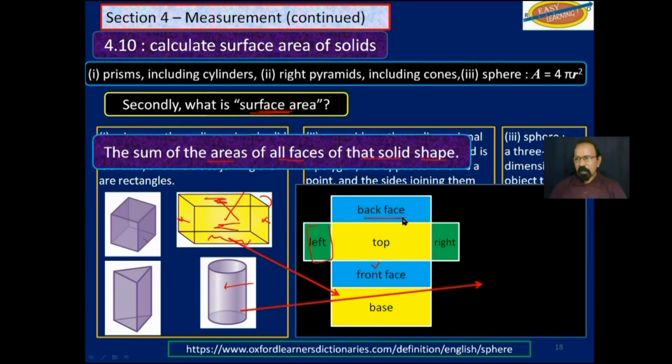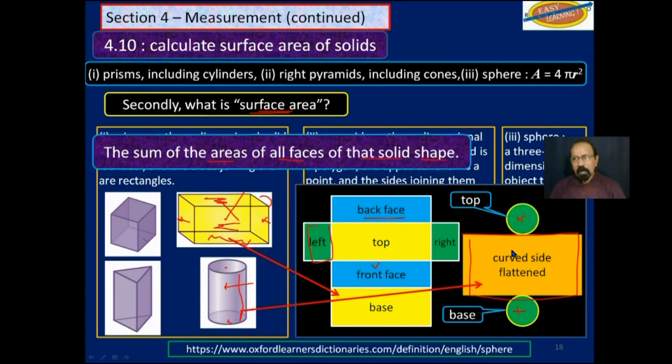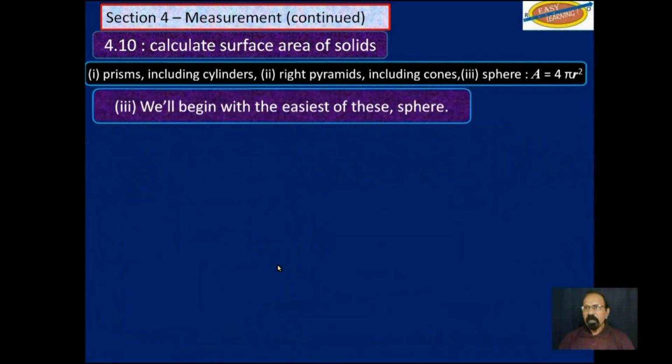For this cylinder here, if you cut off the top and the bottom, you will get a circle below and a circle here, that's the top, and then you split this hollow cylinder and open it out, you will get a rectangle. So we have to find the area of these 3, add them together to get the surface area of a cylinder. So we'll begin with the easiest of these, the sphere.